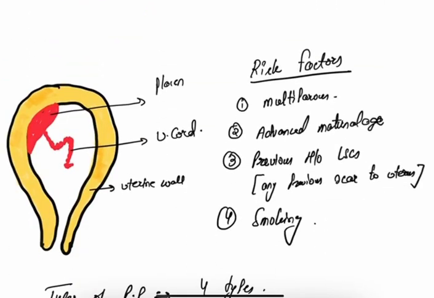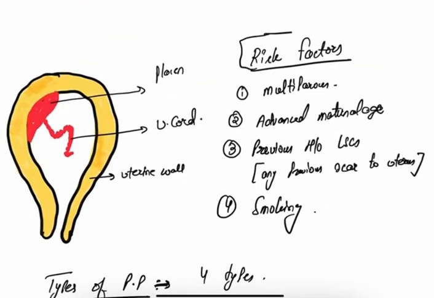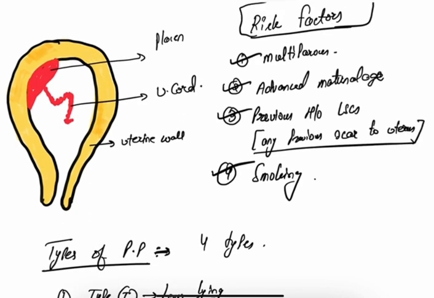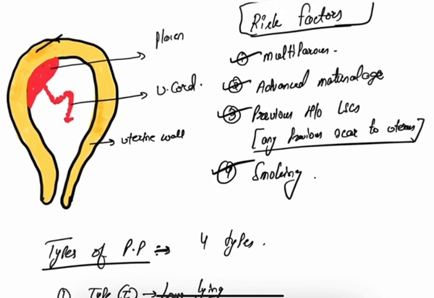So what are the various risk factors for placenta previa? Previous history of placenta previa, multiparous women, advanced maternal age, previous history of cesarean section or any scar to the uterus due to any previous surgery. Smoking also leads to placenta previa. So this is a normal uterus, normal position of placenta. You can see the placenta is inserted higher up in the uterus.